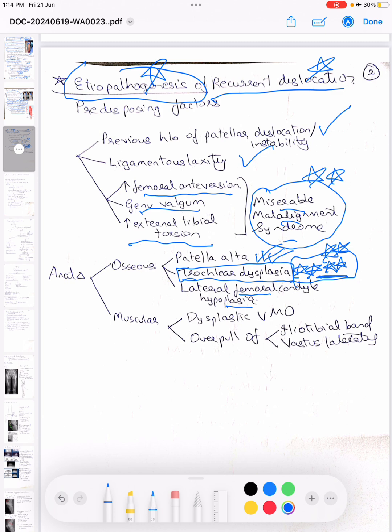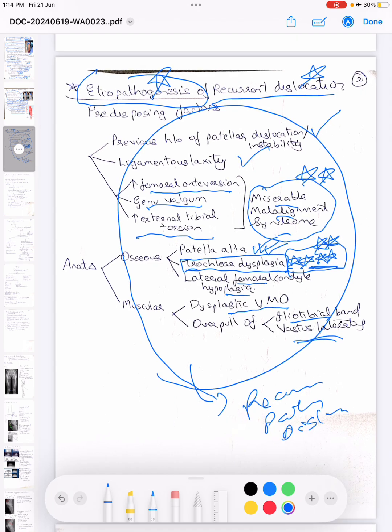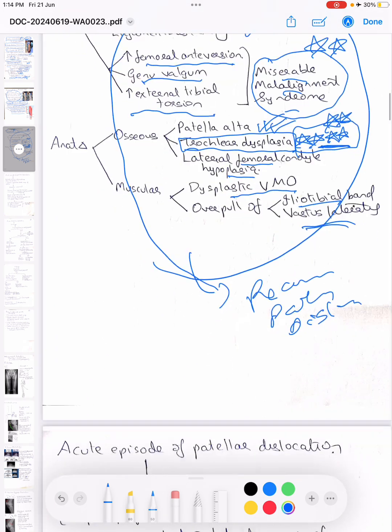Now muscular structures: as I discussed, the medial aspect is loose, the lateral aspect is tight, in common words. So whenever there is dysplastic VMO or quadriceps, an overpull of the iliotibial band or vastus lateralis, all these factors predispose to a case of recurrent patellar dislocation, right? So whenever a case comes to you, you need to evaluate all these factors.